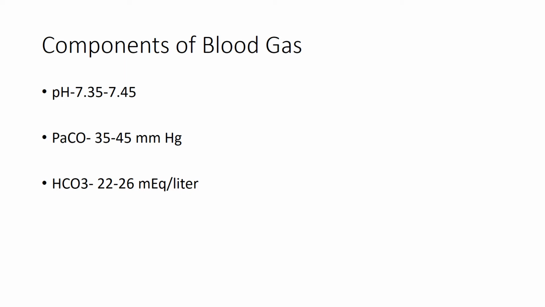Here are components of a blood gas. You have your pH, here are your norms. Please memorize the normal values. You'll need to know them. pH is 7.35 to 7.45. PaCO2 is 35 to 45, and bicarb, HCO3, is 22 to 26 milliequivalents per liter.